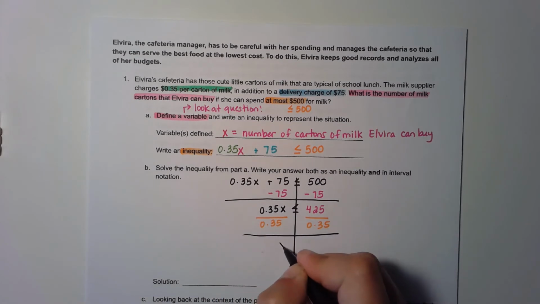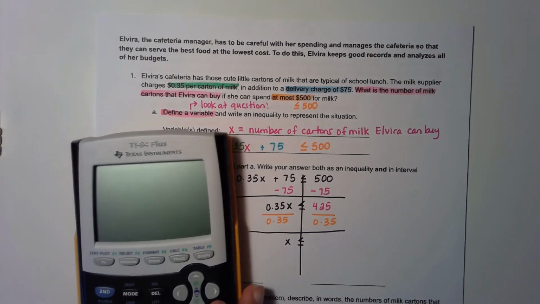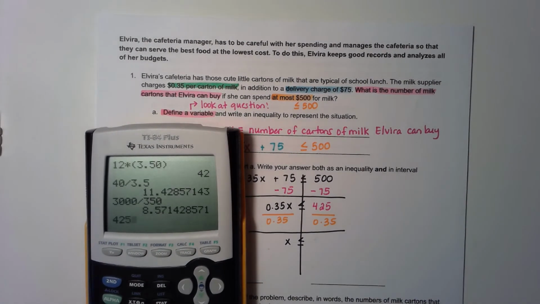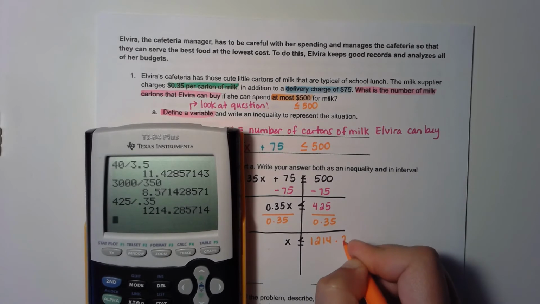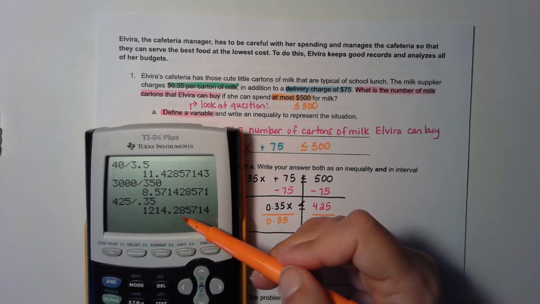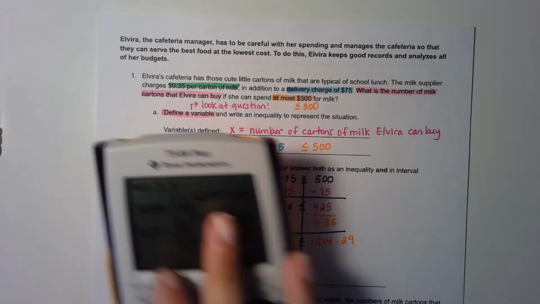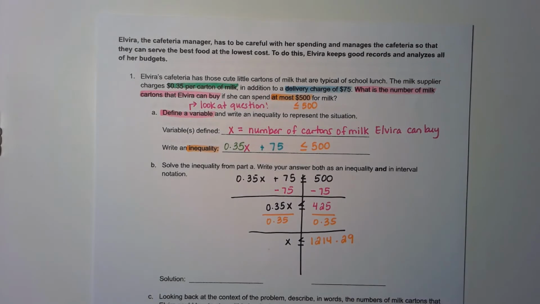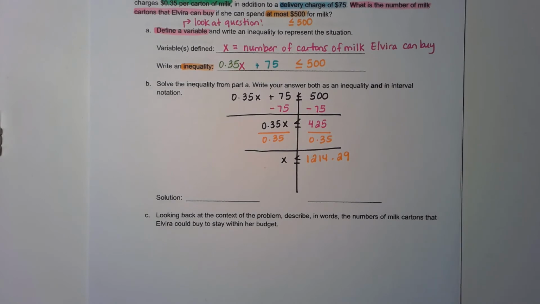And that's going to give me x is less than or equal to 4.25 divided by 0.35, which is not an answer I know off the top of my head. So 4.25 divided by 0.35 is 1214.28. And then I know it says 8, but the 5 that comes after that is big enough to bump up the 8 to a 9. So I'm going to say x is less than or equal to 1214.29.